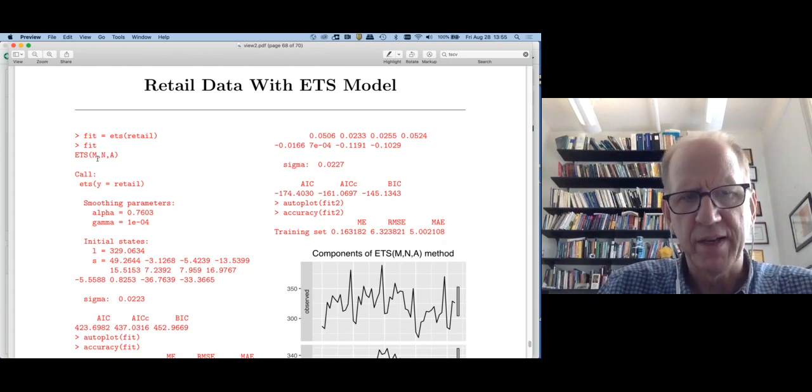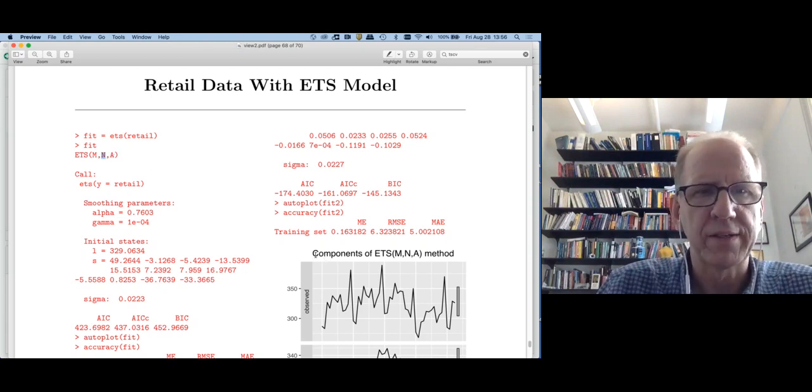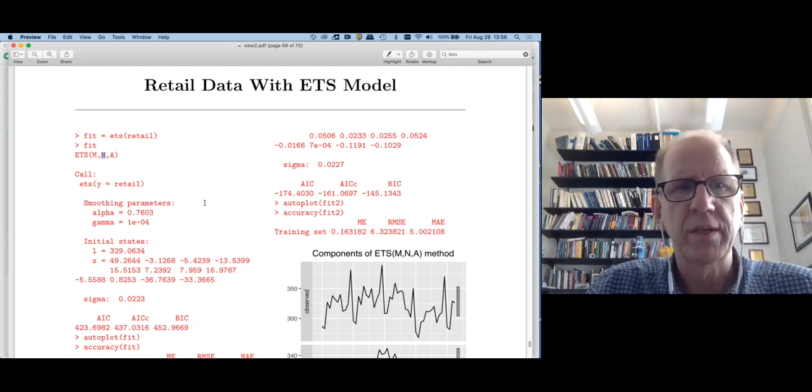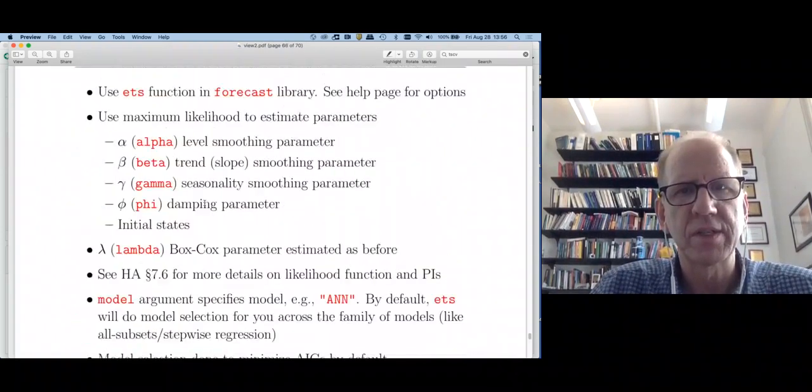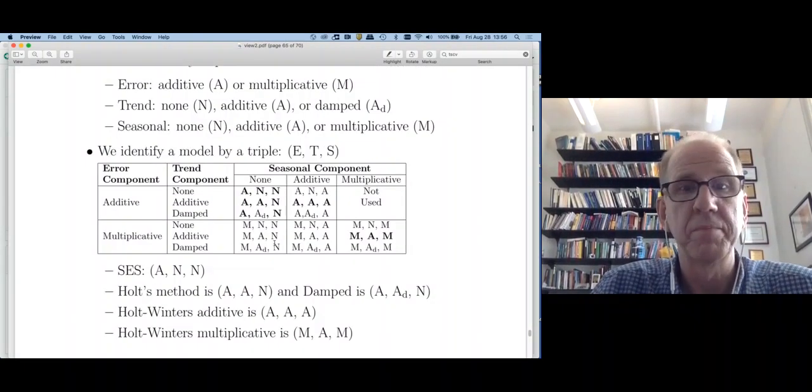So this model has multiplicative errors. It says we really don't need a trend. So there's no real trend happening as long as you take care of the level part. And we're going to use an additive effect for the seasonal effect. So it's kind of interesting. MNA, you're going to see, was not one of those models that we'd had before. So MNA would be down here somewhere. Anyway, it's somewhere in here. MNA, right here.